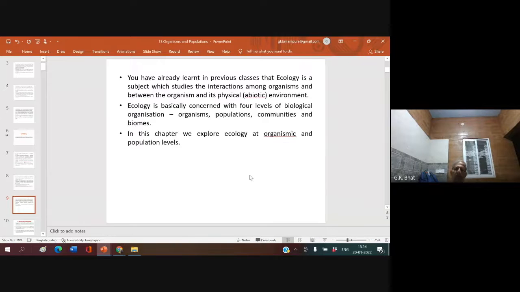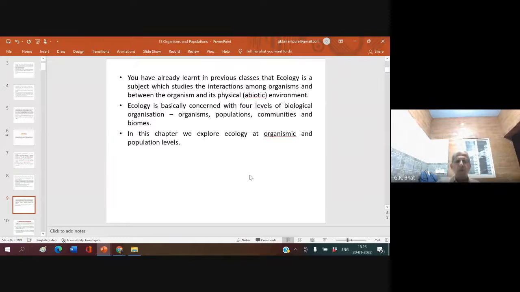You might say the community, Bangalore community. But here it is not the community that we refer to among human beings, where we say he belongs to that community, I belong to this community. Community is a group of populations of different organisms. So organisms result in populations, populations result in the formation of communities, and communities result in the formation of biomes.